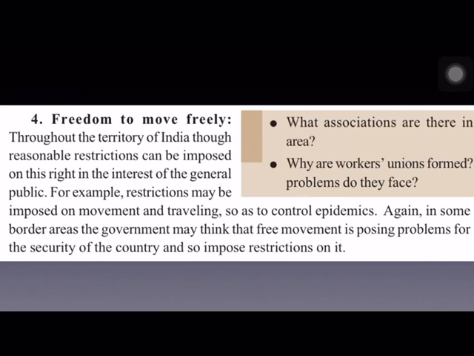Suppose there is some area where an epidemic is spreading very fast, and that area happens to be a tourist place, and people are pouring in to visit that place because it is a tourist place. At that time and in that situation, the government can impose some restrictions that free movement in that area is restricted from this period to this period, and after that mentioned period, free movement will be allowed again. That means to save the people from the spread of these epidemics, in the interest of the general public, the government can impose some restrictions on this freedom.